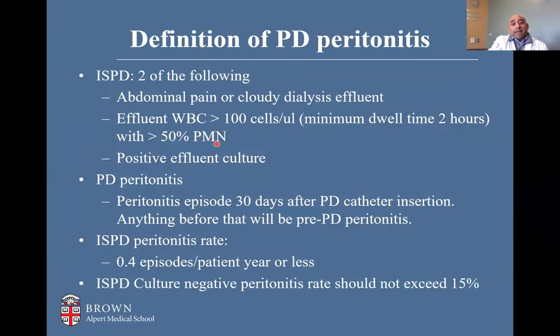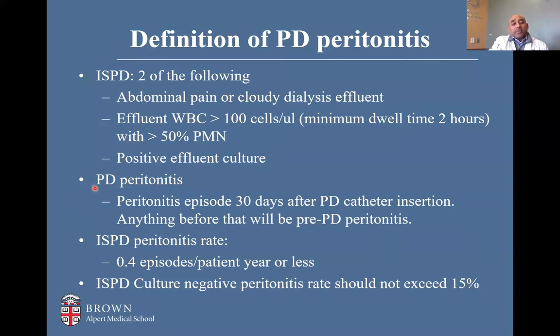Now, before we dive in, I just wanted to set the stage with the definitions. ISPD, the International Society of Peritoneal Dialysis, defines peritonitis as two of the following: abdominal pain or cloudy dialysis effluent; effluent WBC count of greater than 100 with greater than 50% being polys; or positive effluent culture. Two out of the three will qualify you as a peritonitis episode.